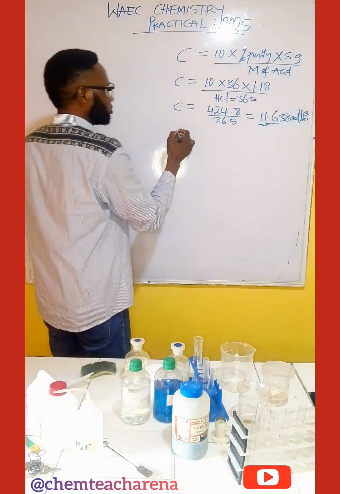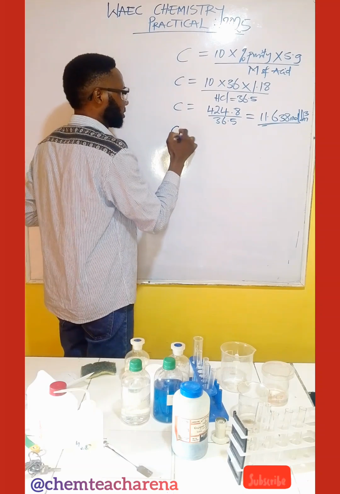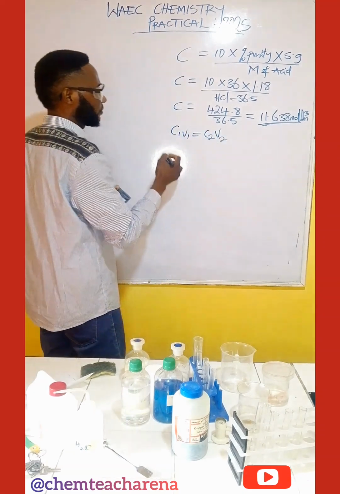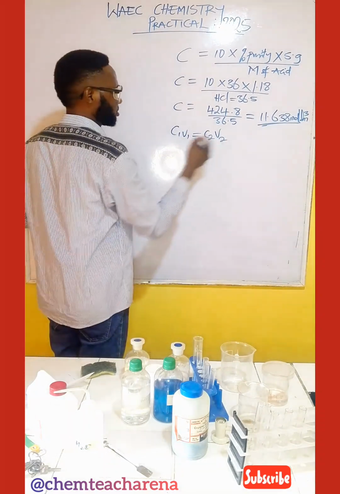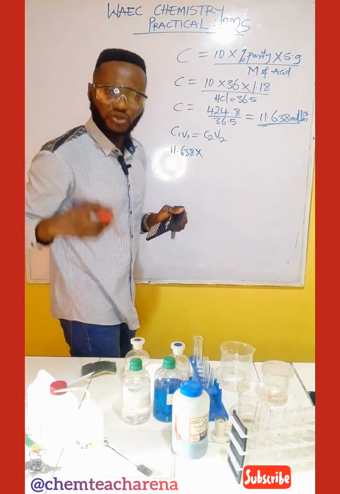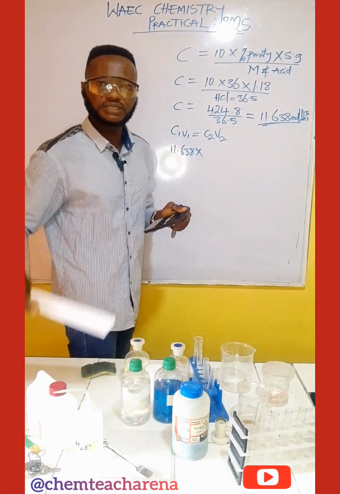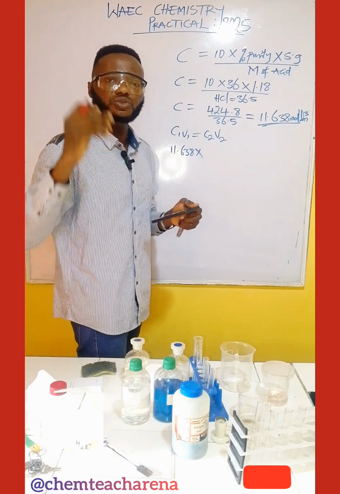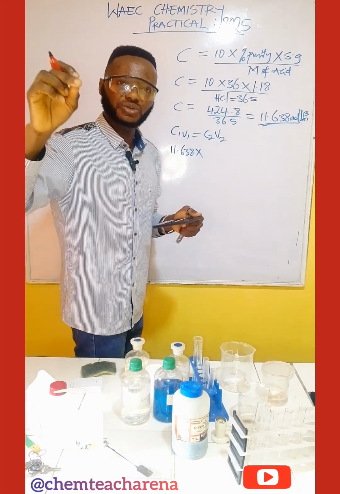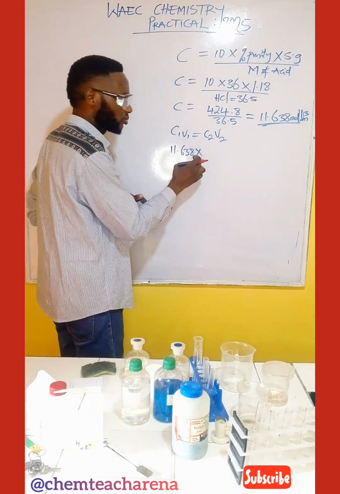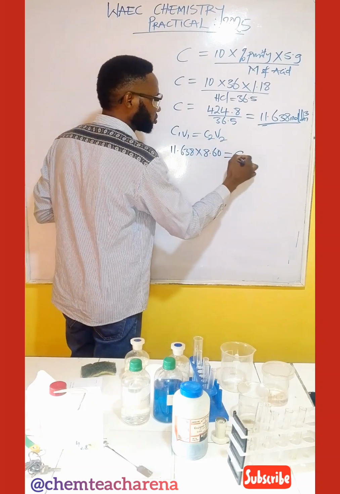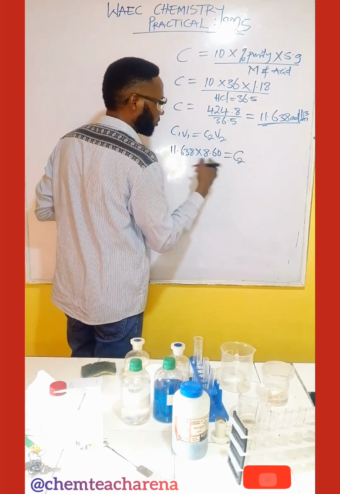Having done this, we now use our dilution formula. We say that C1V1 equals C2V2. Let's substitute. Let's take this as our C1, and we have 11.638 times, if you check your instruction guide, they said that you should measure 8.6 cm cube of concentrated hydrochloric acid. So that 8.6, you put it here, which equals, we are looking for C2, which is the concentration of this.